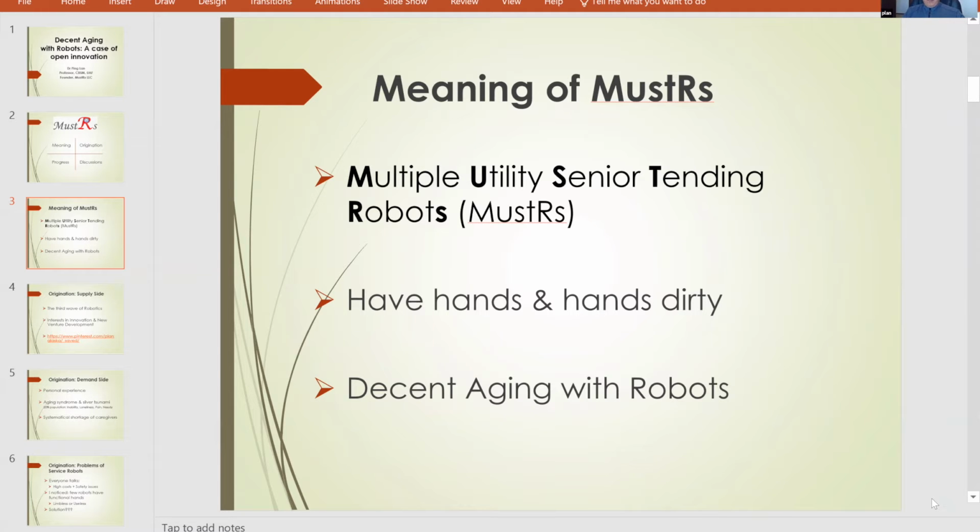The main thing that distinguishes us from others is that we want our robot to have hands, and their hands can do the work, so we see their hands get dirty. You may argue that most robots have hands, but why do you say this robot does not have hands? I will explain this a little later.